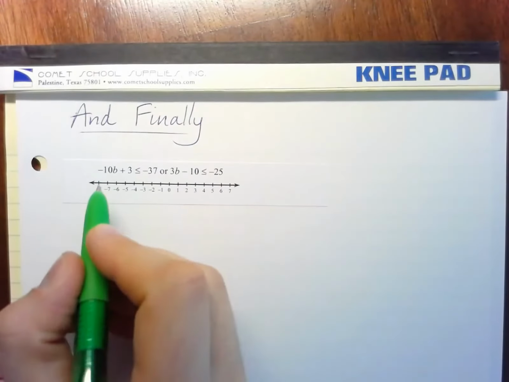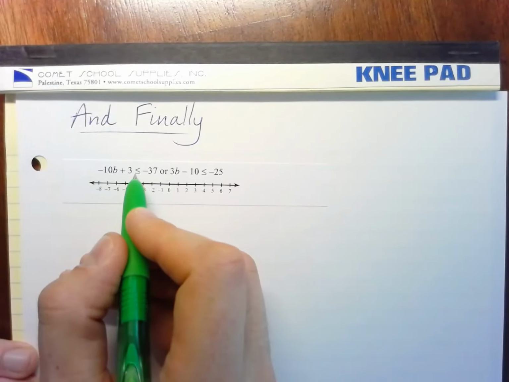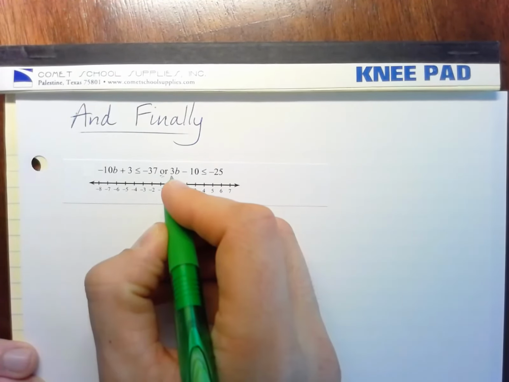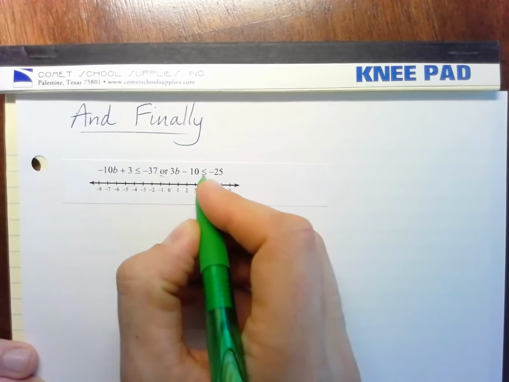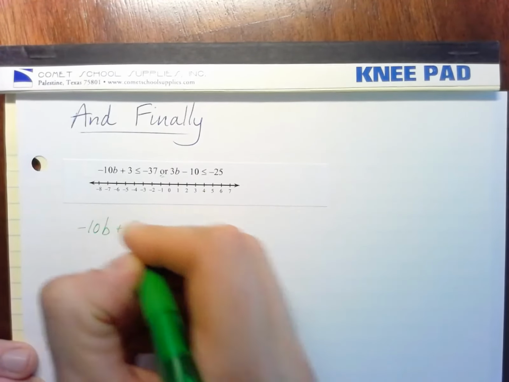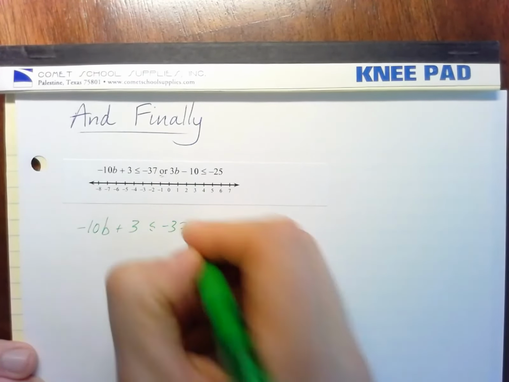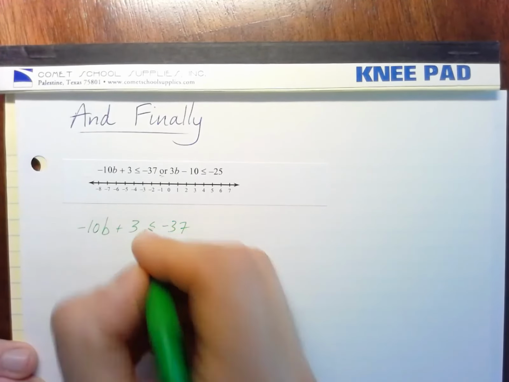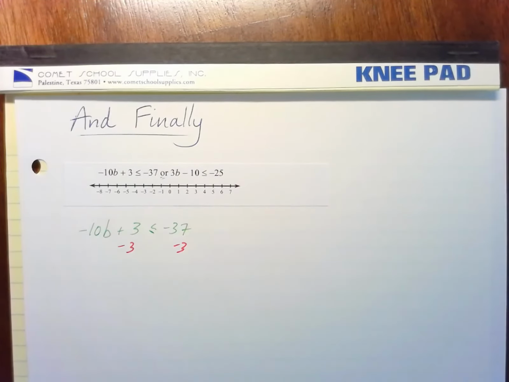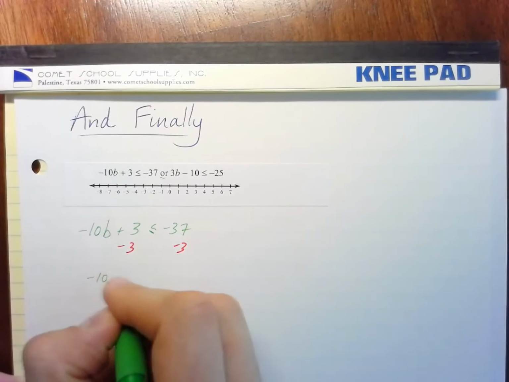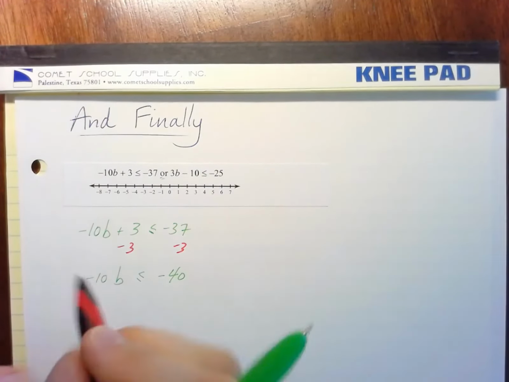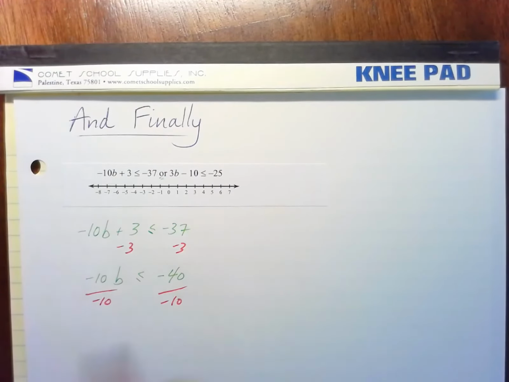Okay, so over here we have negative 10b plus 3 less than or equal to negative 37, or 3b minus 10 less than or equal to negative 25. So here we have negative 10b plus 3, and it's less than or equal to minus 37. Of course, to solve for b, what do we have to do? We're going to subtract 3, subtract 3. So this is negative 10b, and this is going to be negative 40, dividing by negative 10, dividing by negative 10.